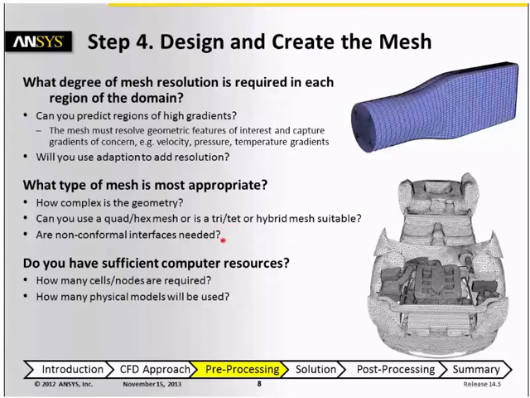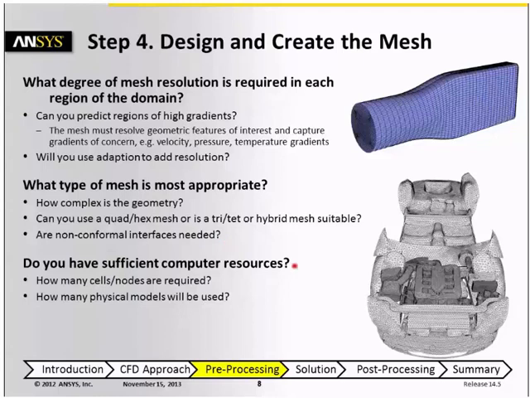Depending on the geometry, it can sometimes be difficult to mesh the entire domain with a single meshing strategy. If this happens, then sometimes the use of non-conformal interfaces can make meshing a lot easier by allowing optimal meshing strategies to be used in different parts of the domain.